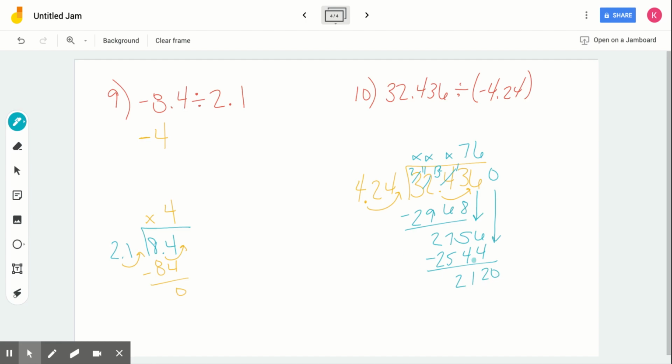424 can go into 2,120 5 times, and when we multiply these, we end up with 2,120. So we have 0 left over. Remember that you should be bringing your decimal point straight up. Positive divided by a negative is a negative. So our final answer would be -7.65.